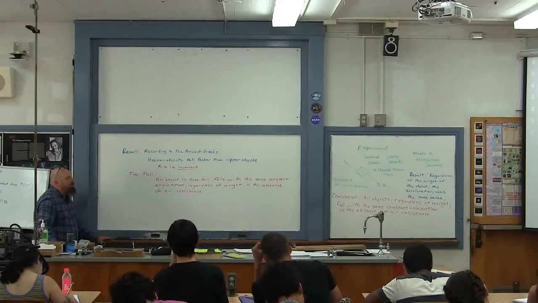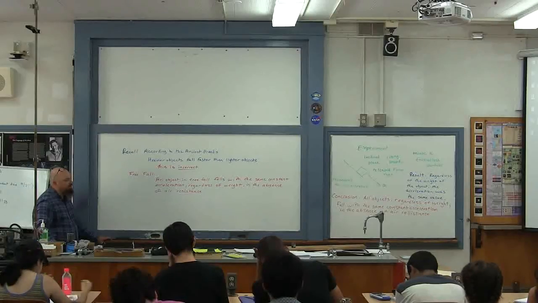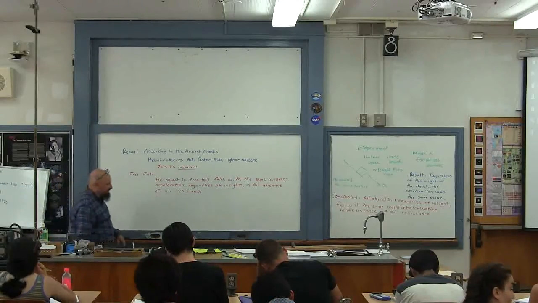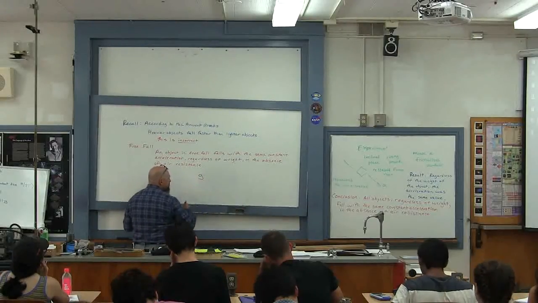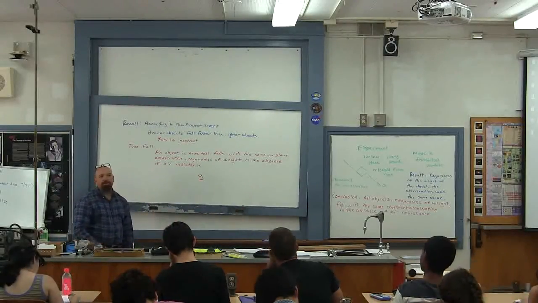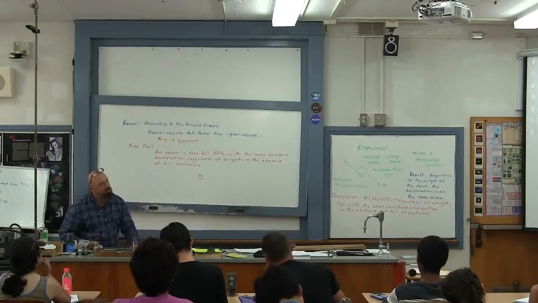That acceleration, by the way, is so important when describing motion near the surface of the Earth that it's given its own symbol. The symbol for this acceleration is the letter small g. It is not referred to as gravity. It is referred to as acceleration due to gravity.